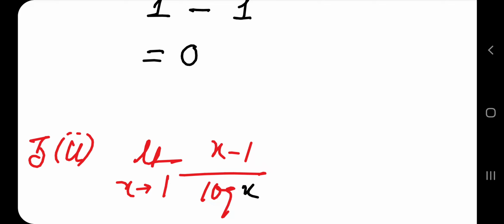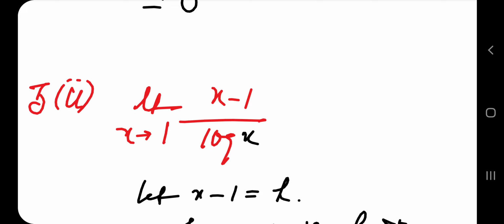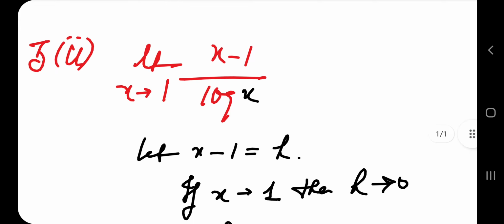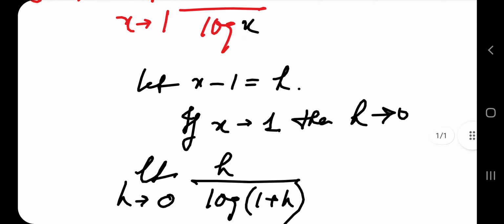So over here we are not getting the form, no problem. So we have to take, see the numerator part, x minus 1 as h. If you take x minus 1 as h and x is tending towards 1, then of course h will tend towards 0. Now replace all the x with h. So it will be like this.